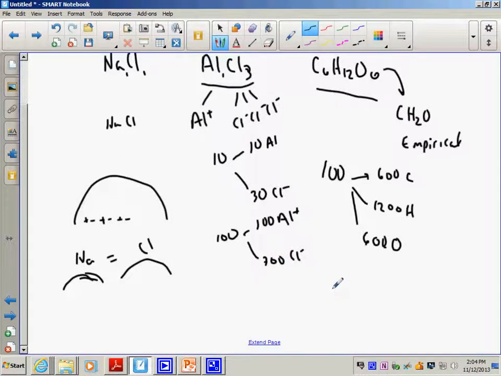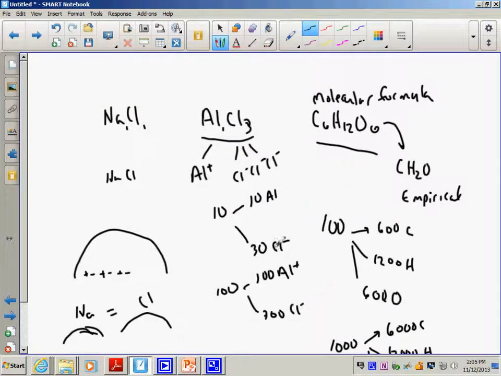Okay. So if I have, let's say, for example, 1,000 of these guys, and the math just gets fairly simple, but 6,000 carbons, 12,000 hydrogens, and I have 6,000 oxygens. Okay, so these ratios are locked based on the formula of the chemical.